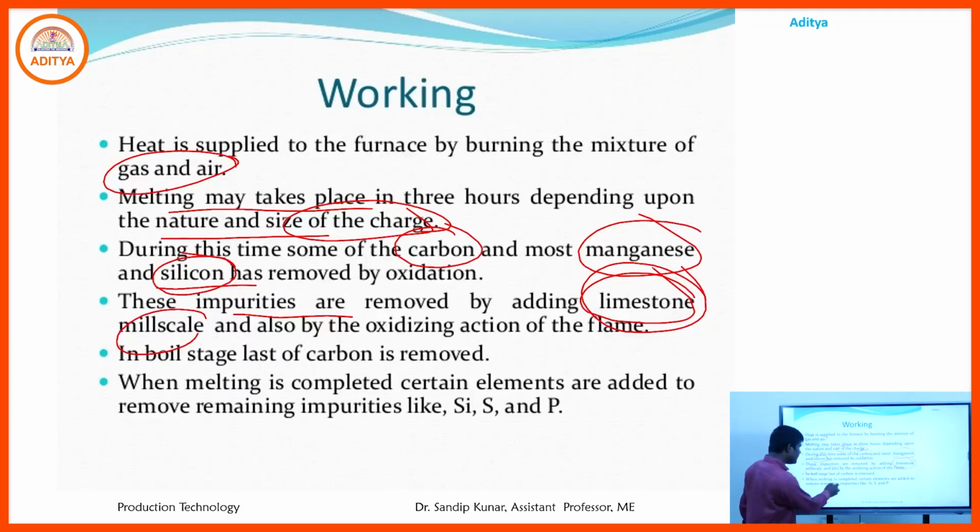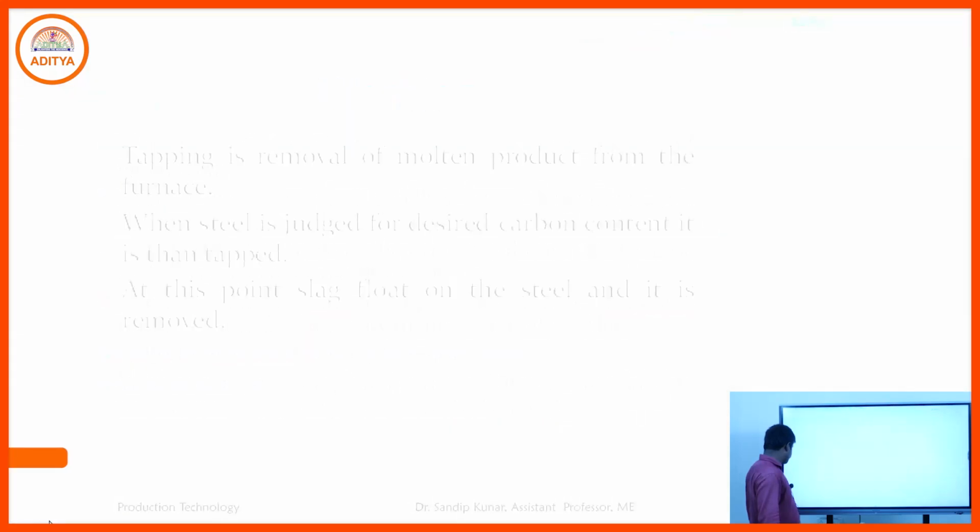When melting is completed, certain elements are added, like silica, sulfur and phosphorus, to the molten metal. Why do we add them? For adding these things, we remove the oxides from the molten metal.